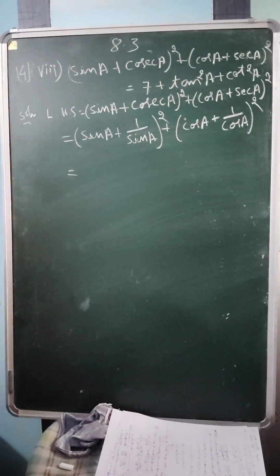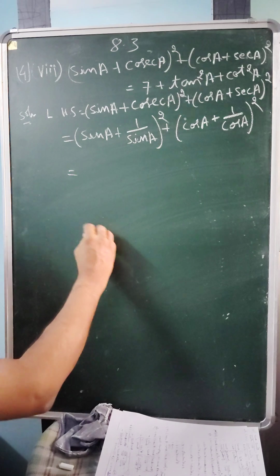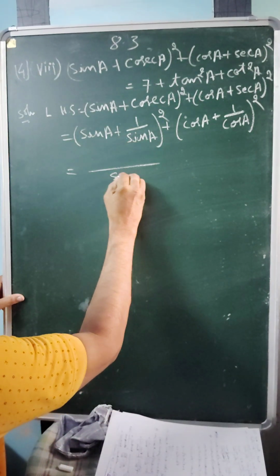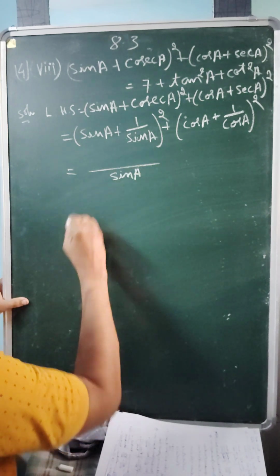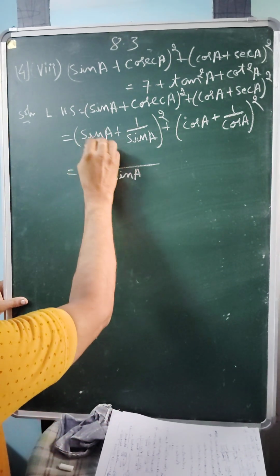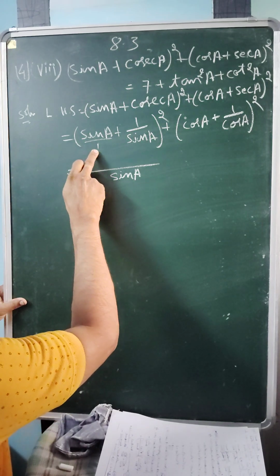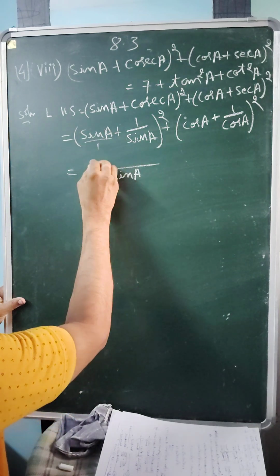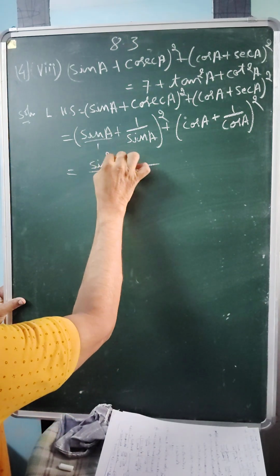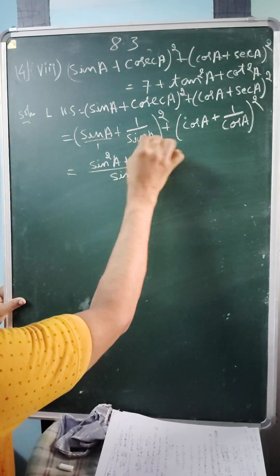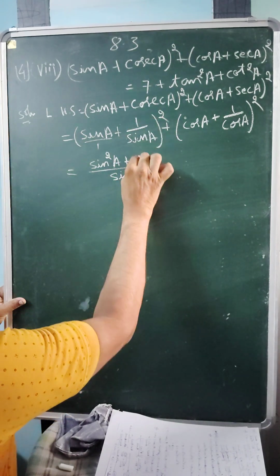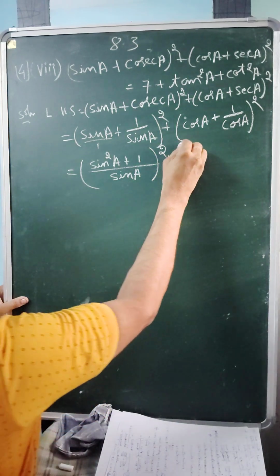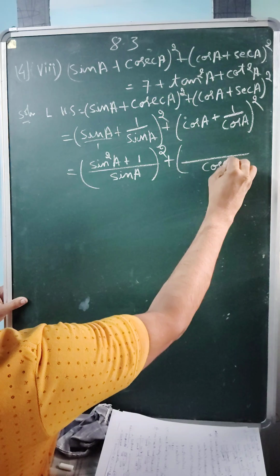I will take the LCM for both the ratios. Here the LCM for the first one is sin A. Here the denominator is 1; if there is nothing there, then you think that 1 is there. 1 into sin A is equal to sin A. Sin A into sin A is equal to sin square A, plus 1 into 1, 1 whole square, plus cos A is the LCM for that.